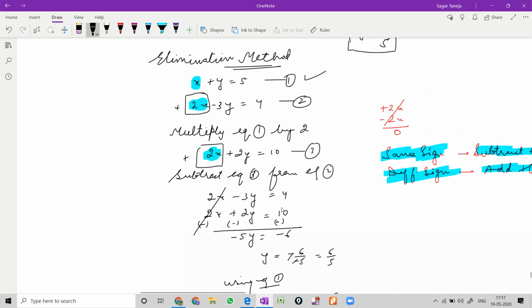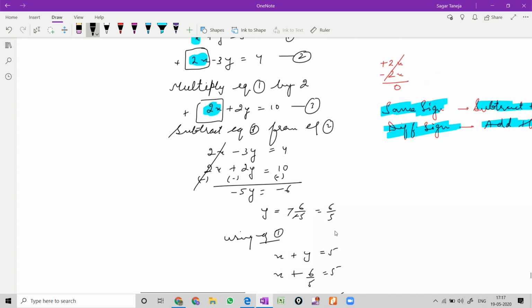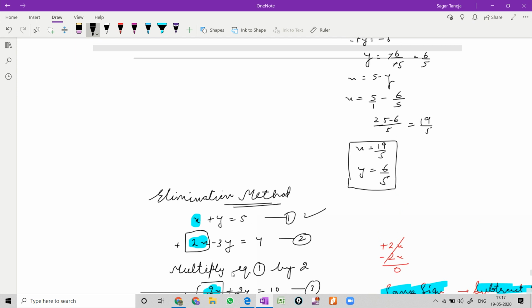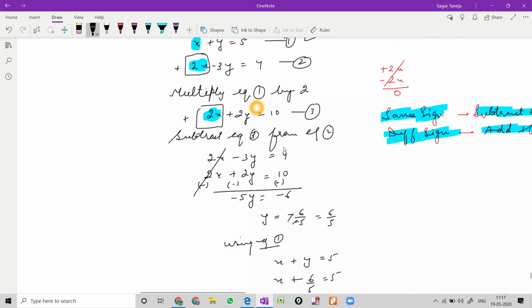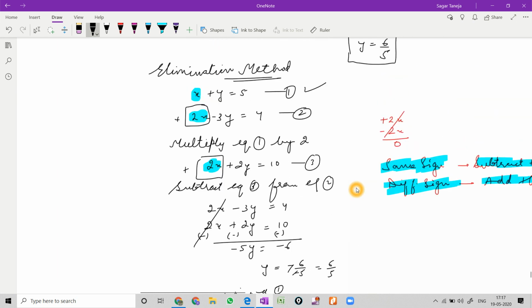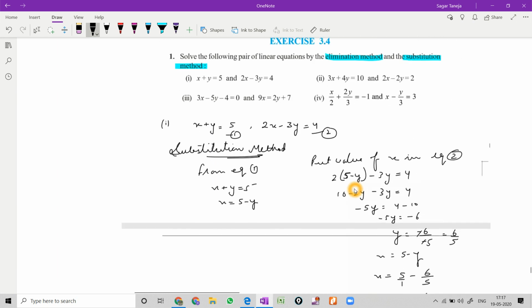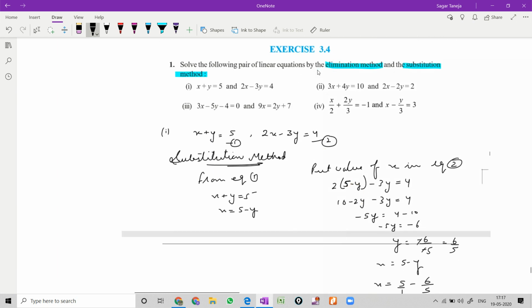After this we can take out the value of y, and from here we can put this value in any of the equations above, in any of these three equations. So I have put the value in the first equation, it was easier to solve, so that's why. After this we are moving on to the second part of this question.